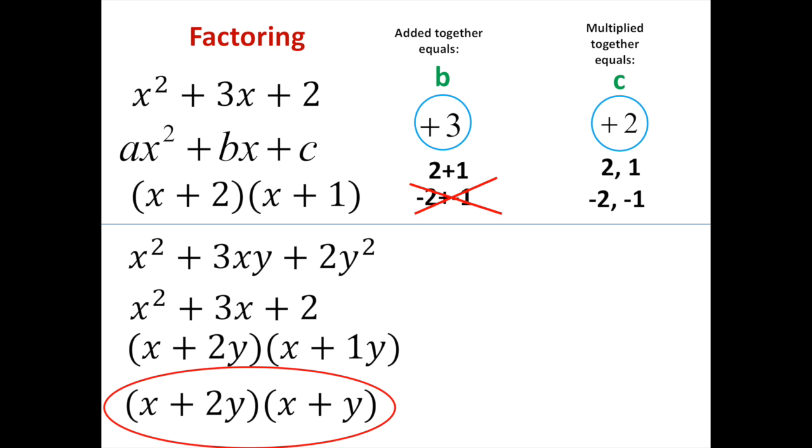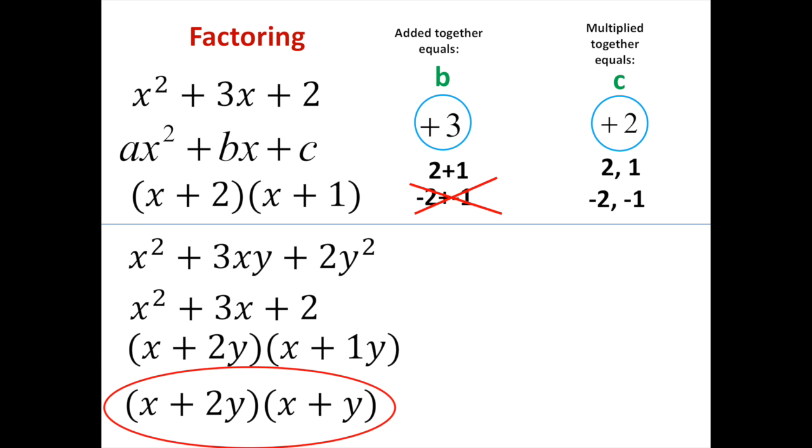It seems a little bit weird, but basically we're going to factor it just like normal and then add this other variable in at the end. In this case it was y. I just added a y at the end, and that's it. So we're using the same process that we've used before.